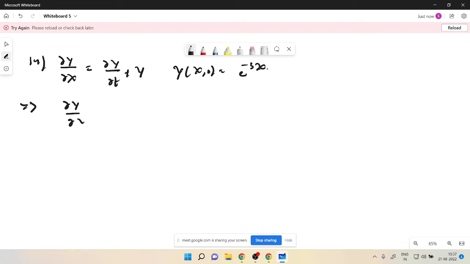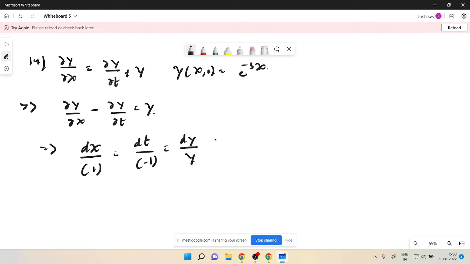So ∂y/∂x minus ∂y/∂t is equal to y. So basically dx/1 equals dy/(-1) equals dy/y, which implies x minus t is equal to c1, and x minus t is equal to f of y, I guess. Solve this.